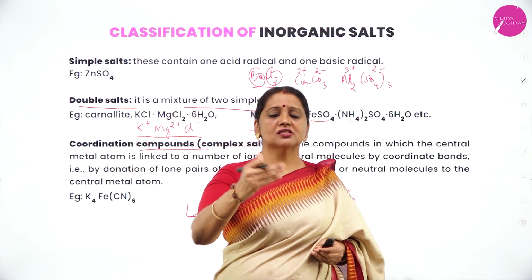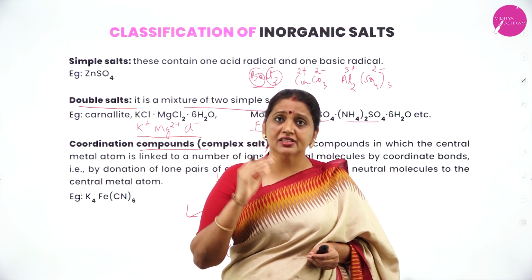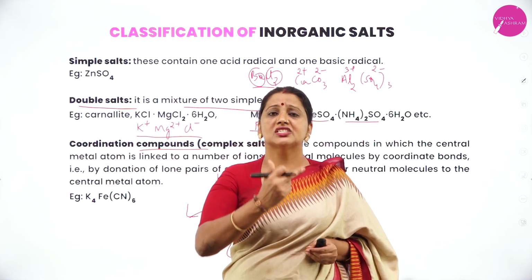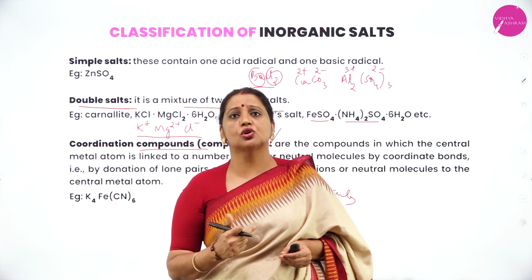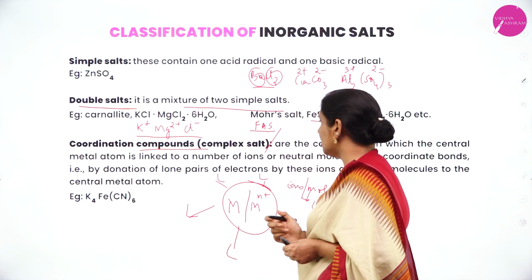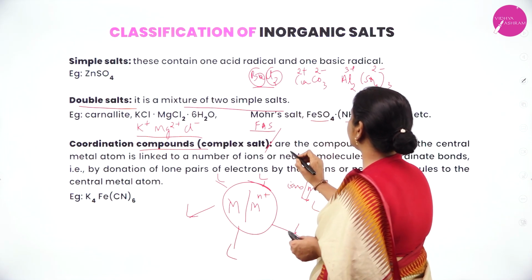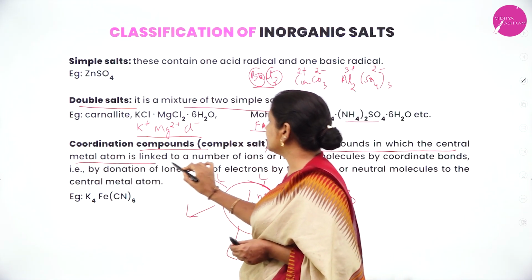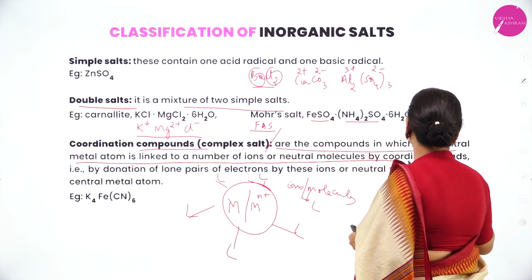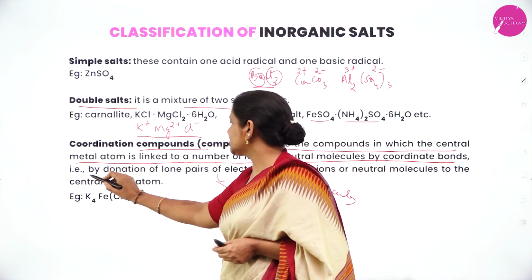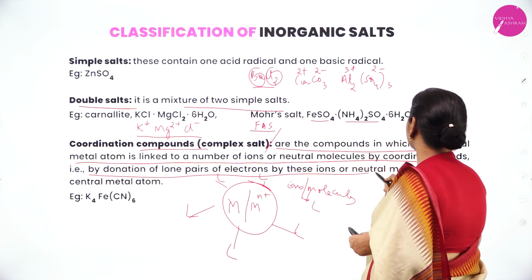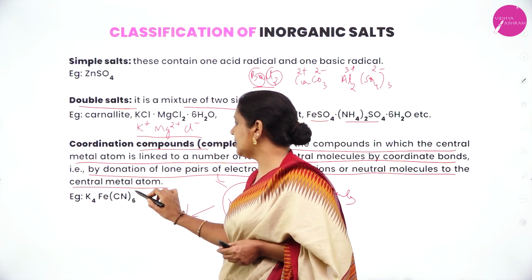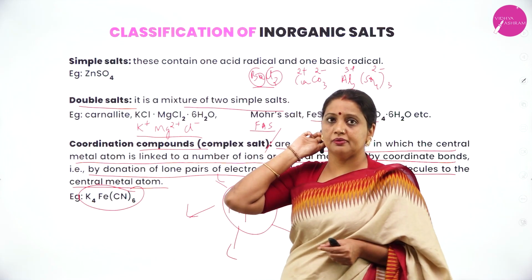What are complex salts or coordination compounds? These are the compounds which contain at least one metal atom or ion at the center, which is surrounded by ions or molecules called ligands through coordinate bond. Coordination compounds are the compounds in which the central metal atom or ion is linked to a number of ions or neutral molecules by coordinate bond, by donation of one lone pair of electrons from the ions or neutral molecules to the central metal atom.